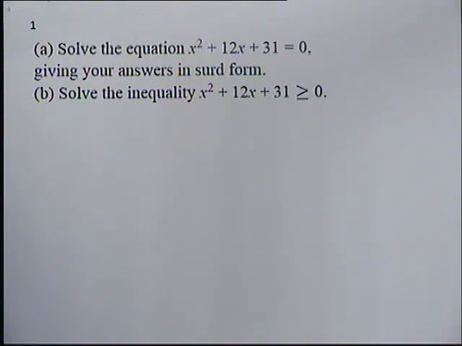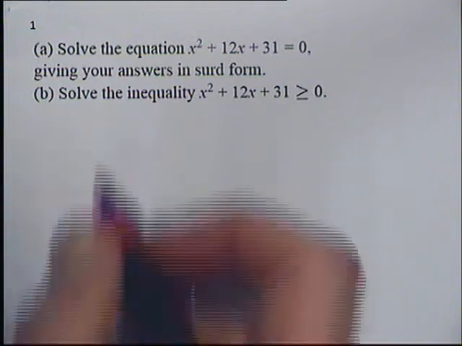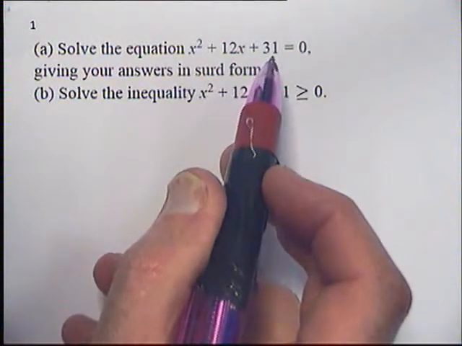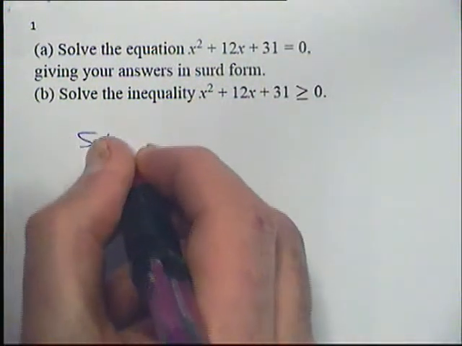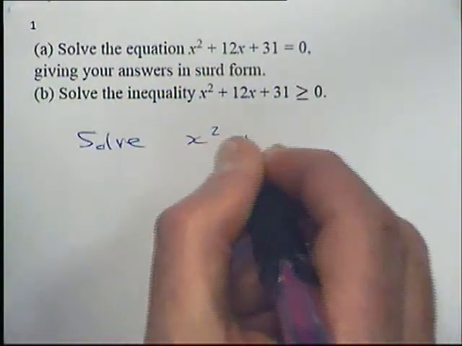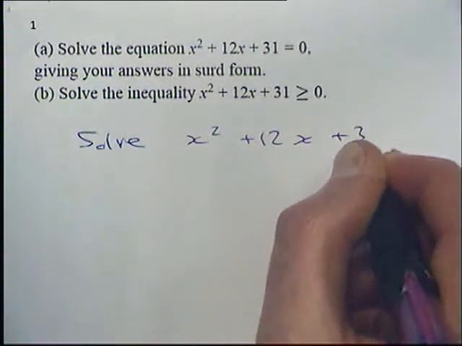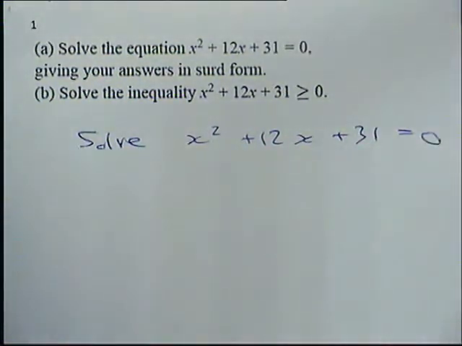So, an exam question on inequalities. Solve the equation, and then down here we get an inequality. So first off, we are trying to solve x squared plus 12x plus 31 equals 0. What's the first method we would usually try? Factorising. How do we know factorising isn't going to work here? Because 31's a prime number, so it's just not going to work, okay?